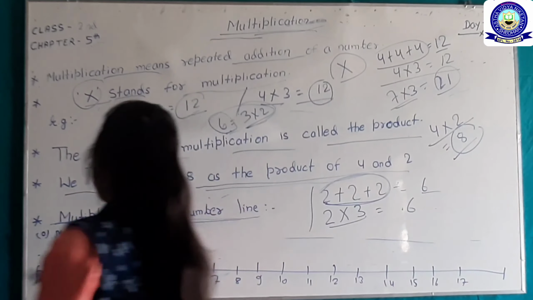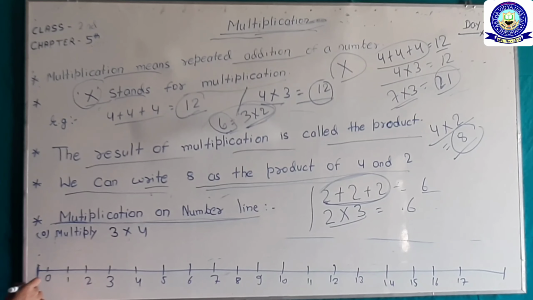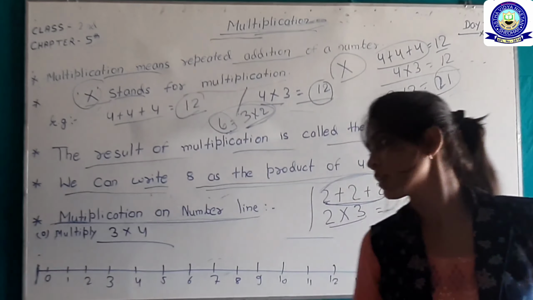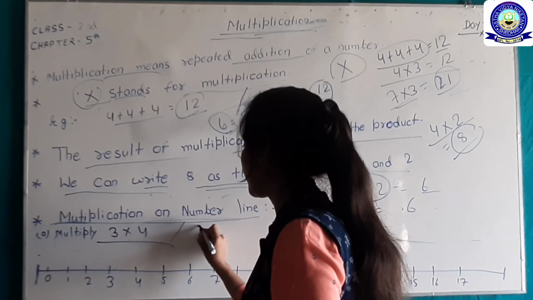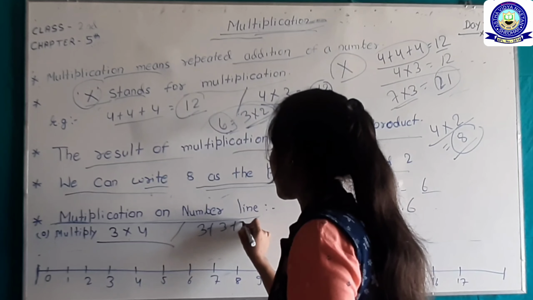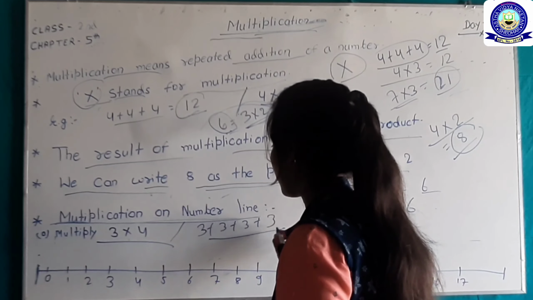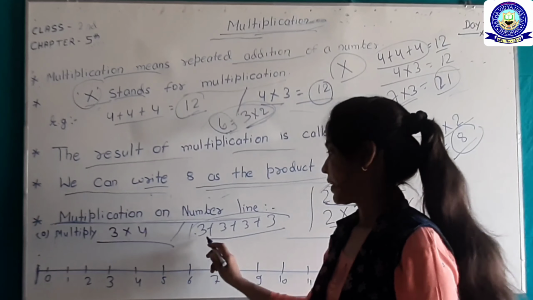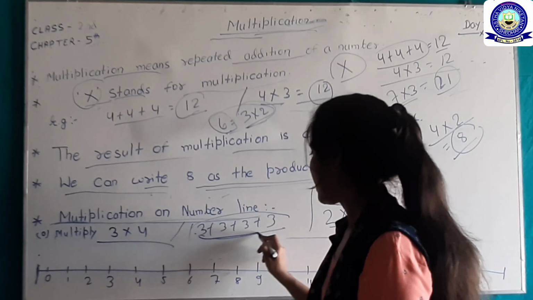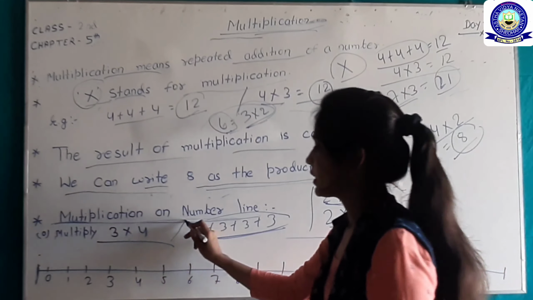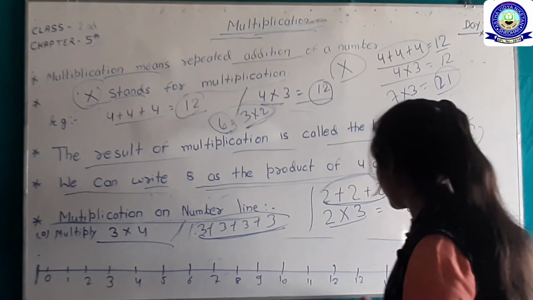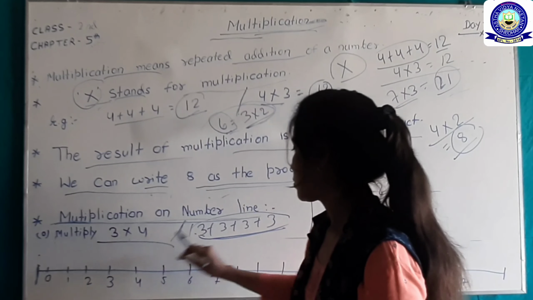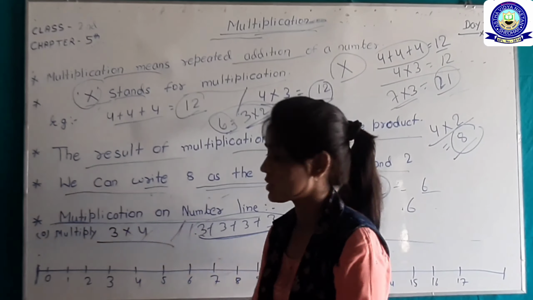We can show multiplication on a number line. This is our number line, and we have to multiply 3 into 4. First of all, we know how we multiply. 3 into 4, we can write as 3 plus 3 plus 3 plus 3, which means 4 times 3. We all know multiplication is repeated addition. And we have to show on this number line 3 into 4. We have to take 3 four times.